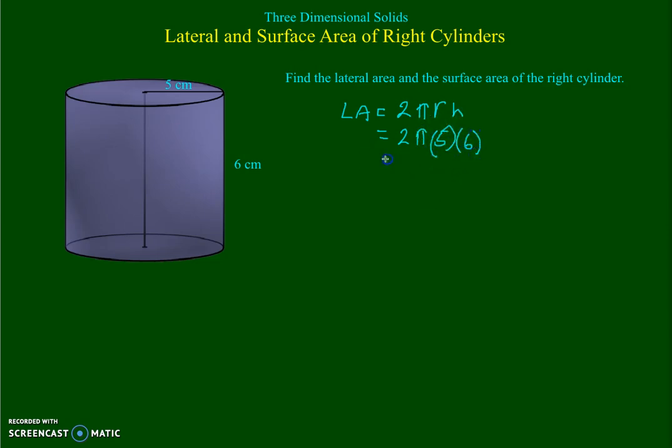So that is 5 times 6 is 30, times 2 is 60 pi, which is approximately 188.5.